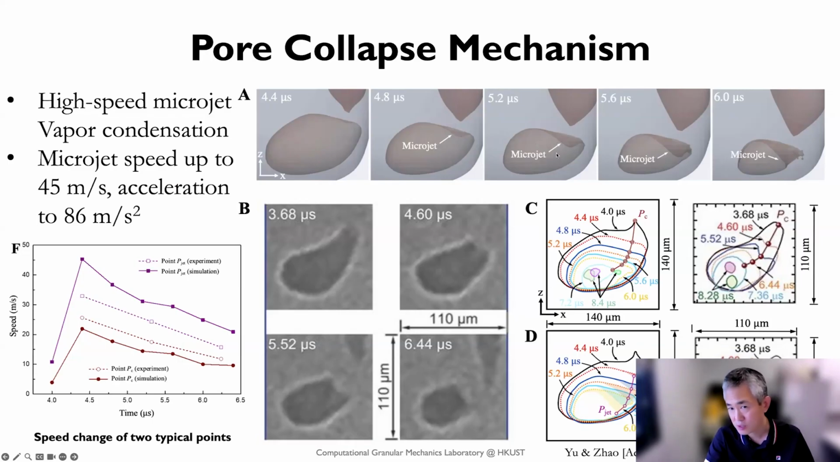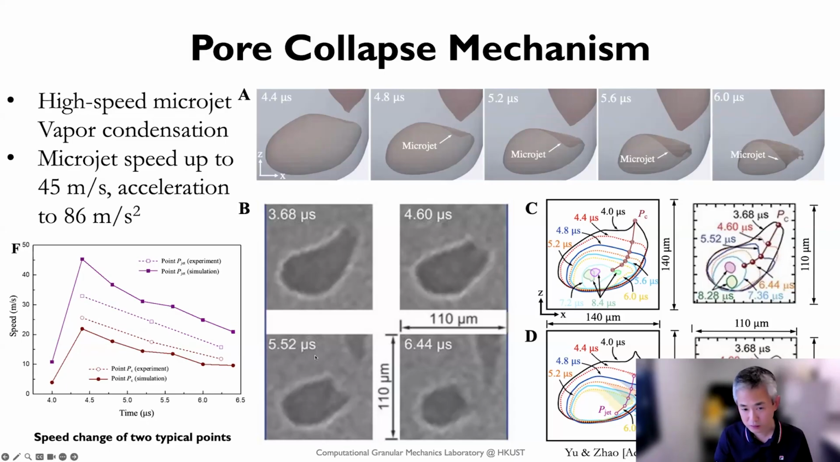This is our numerical simulation, and also we plot the contour from this PC to this so-called P-jet here, and it generates a very high speed microjet. Speed can be up to 45 meters per second here, and acceleration up to 86 meters per square second here. And this correlates very well with experimental observation here, right? And this can be typically captured by our simulation.